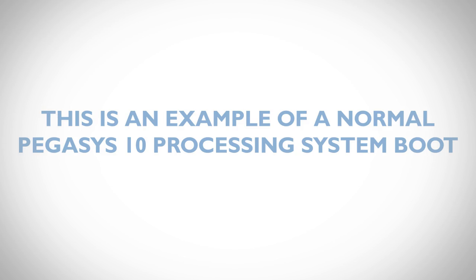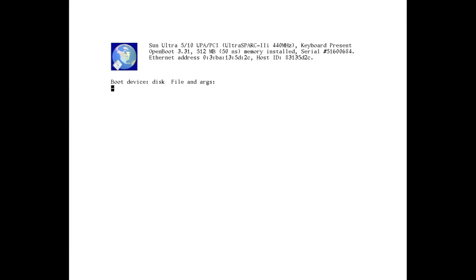In this video, we will be observing a normal boot process of a Pegasys Ultra-10 processing system. Booting up a Pegasys system, or in this case an Ultra-10, the first thing you're going to notice is there's some lines of information here: the MAC address, how much RAM you have, information like that. This is going to be a fairly normal boot up.